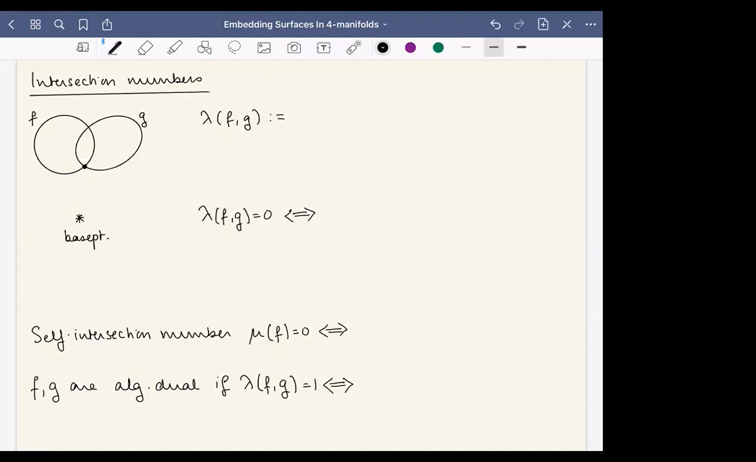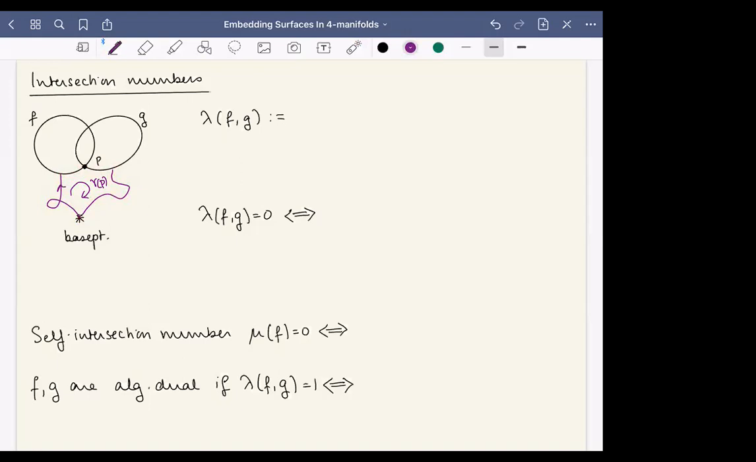I start at the base point of my four manifold, indicated here by this star. And then I take some path from the base point to the two spheres, f and g, or surfaces in general. And then for each intersection point p, I'm going to take the loop at that base point given by traveling from the base point to the first sphere along the first curve, then to the intersection point, then down the other sphere, and then back to the base point along this curve. So that describes an element of the fundamental group of the four manifold based at that base point.